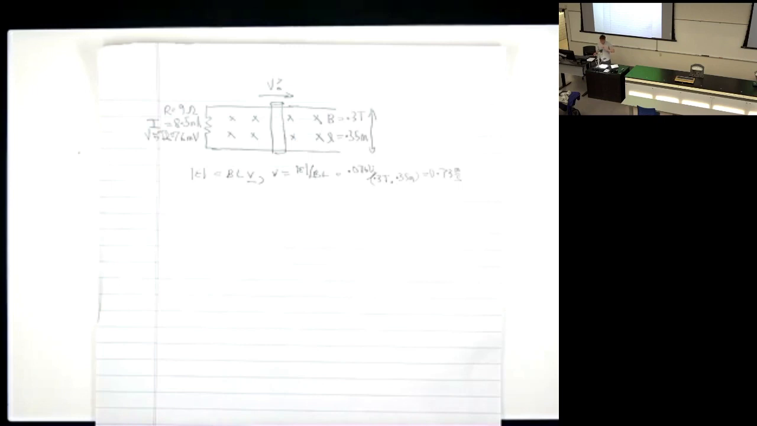Well, you do have to push the rod. A current is flowing through the rod. That rod is in a magnetic field. That creates a magnetic force. That magnetic force opposes the motion of the rod. It wants to slow it down. We have to push to counteract that to keep the rod moving at constant velocity. So that's a lot of words that I said that I chained together.